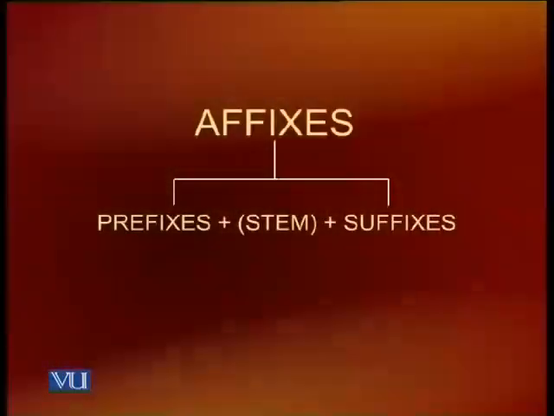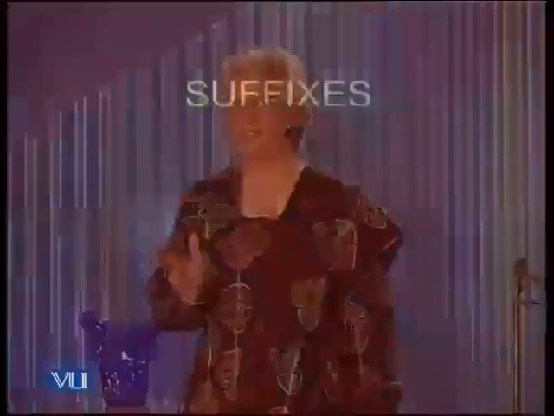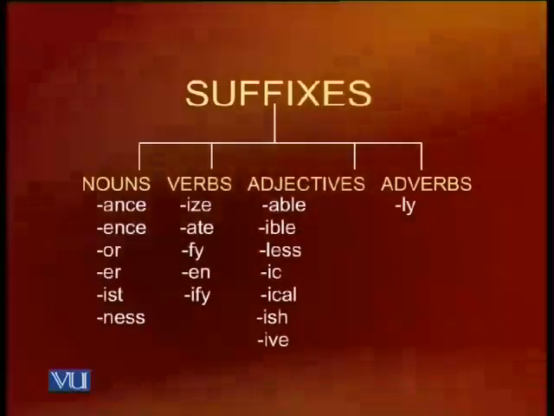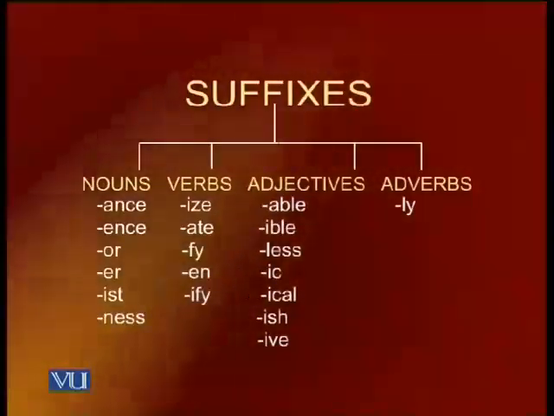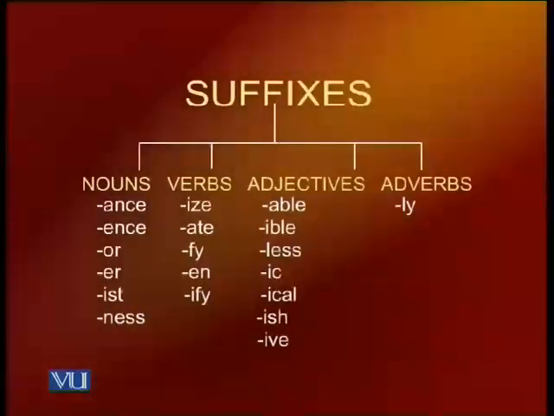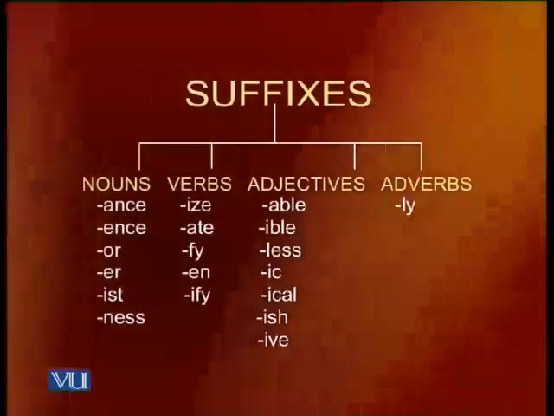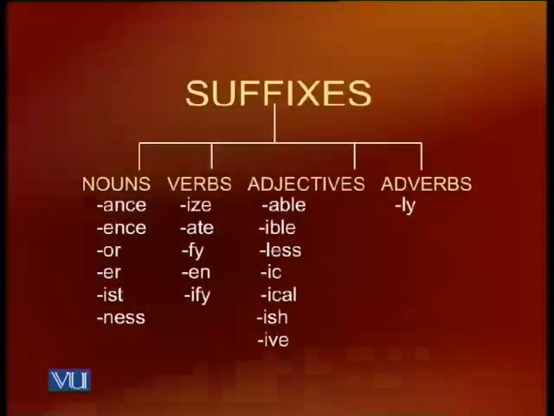On your screen there is a little table. It tells you that prefixes and suffixes are referred to as affixes. The table illustrates how by adding suffixes, words change their categories, how they become nouns, verbs, adjectives, adverbs. Look at the table and you will notice that words that end in ANCE, ENCE, OR, ER, IST, NESS, they are nouns.